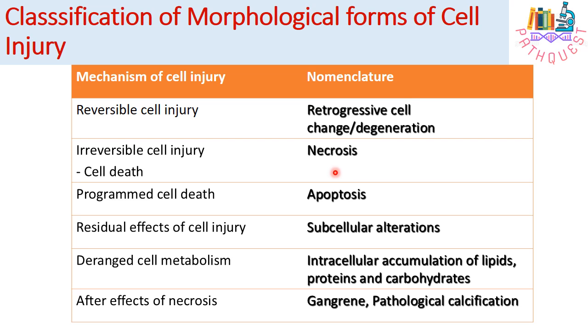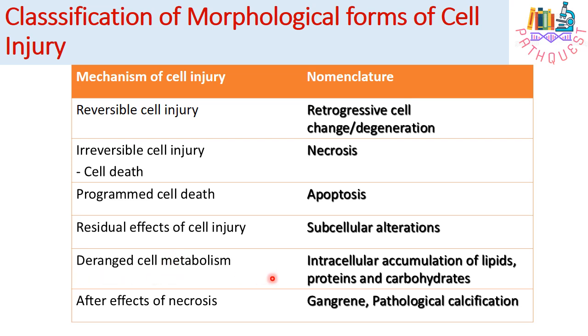This usually indicates an unorganized or disorganized type of cell injury leading to cell death. The nomenclature used for programmed cell death is apoptosis, which is an organized form of cell death. The residual effects of cell injury are known as subcellular alterations, which result in alteration in the milieu interior of the cell. However, the cell is still able to maintain its function.